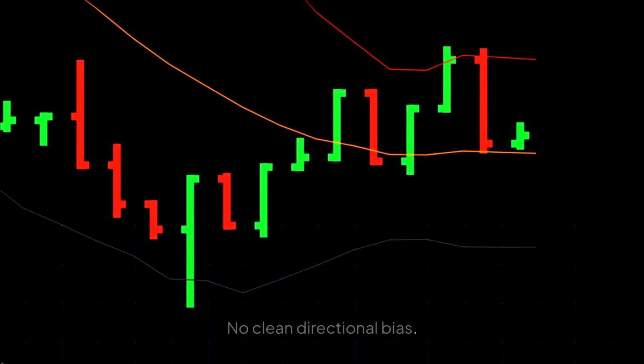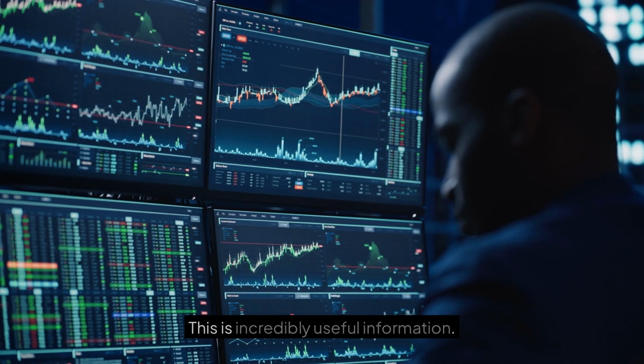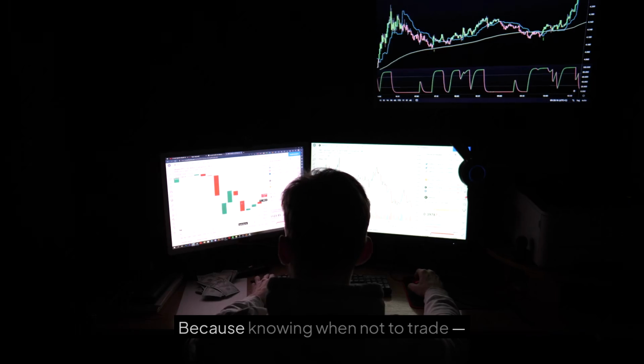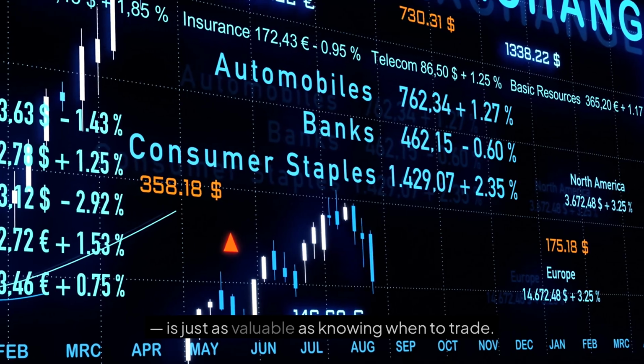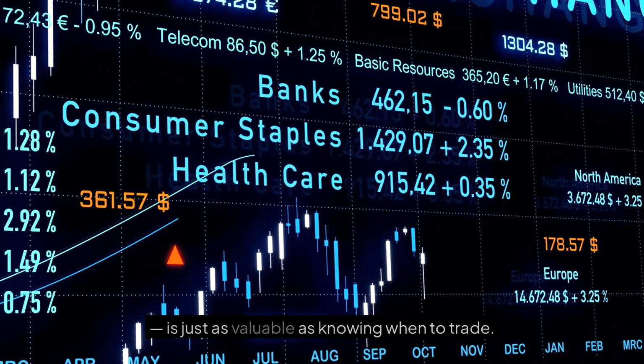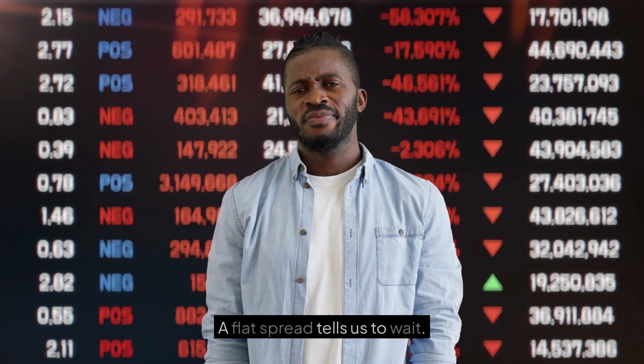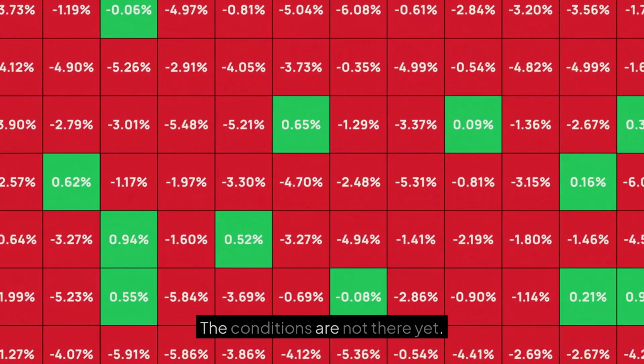No clean directional bias. This is incredibly useful information, because knowing when not to trade is just as valuable as knowing when to trade. A flat spread tells us to wait. The conditions are not there yet.